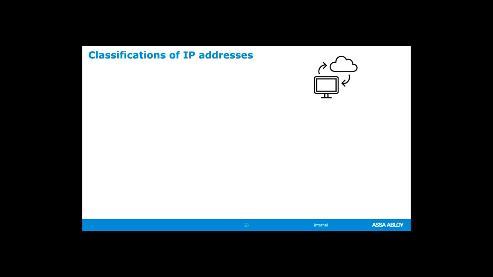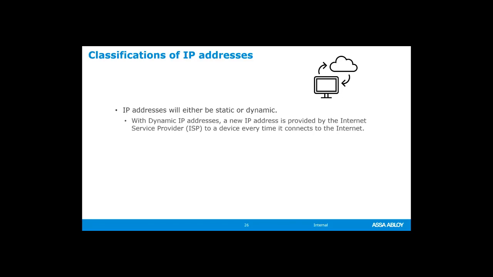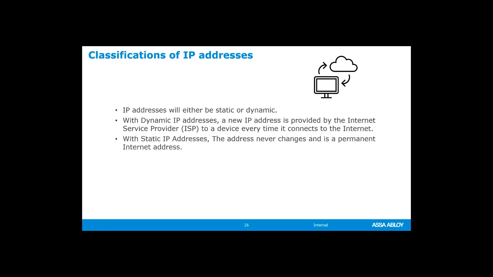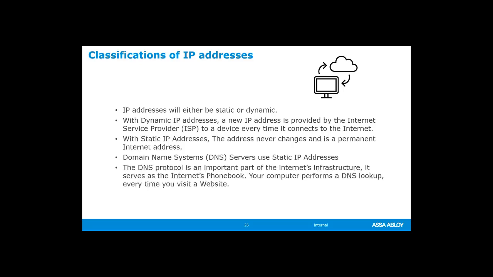Okay, classifications of IP addresses. IP addresses are either going to be static or dynamic. With a dynamic IP address, a new IP address is provided by the internet service provider to the device every time it connects to the internet. With a static IP address, the address never changes and is a permanent internet address. Domain name system servers use a static IP address.